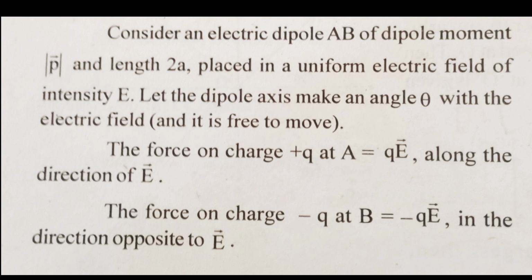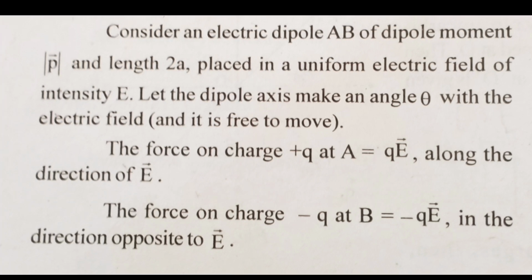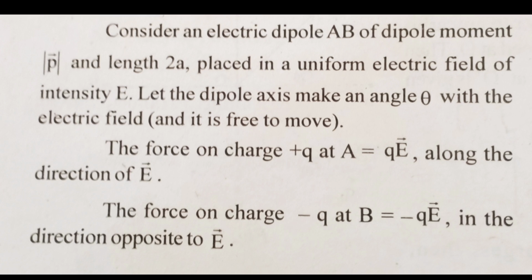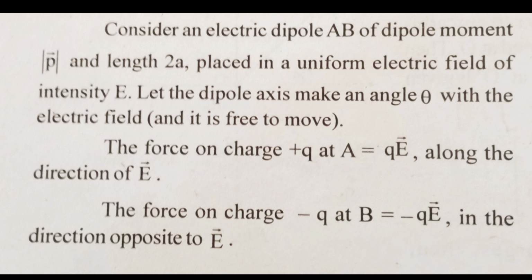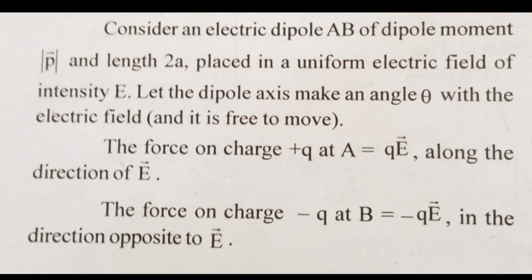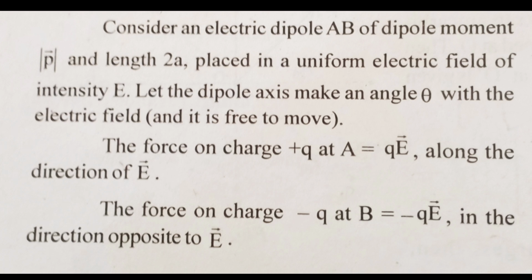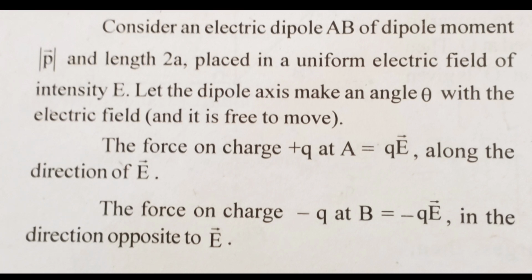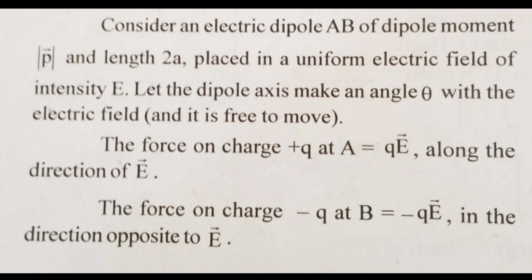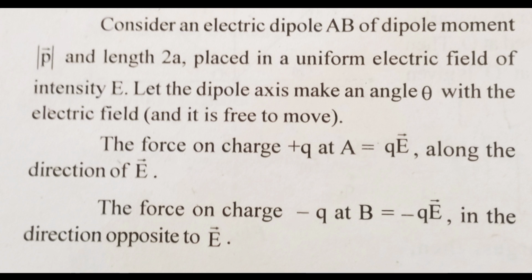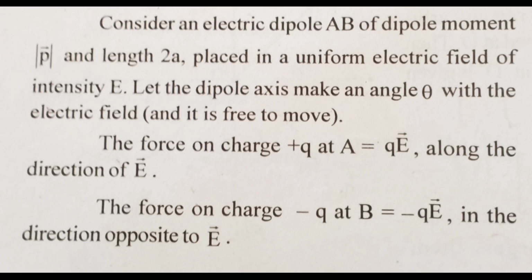Now we have to find the force on charge minus q, that is at B. So what will be the force on minus q? F will be equal to qE itself, where q is equal to minus q. So the equation is F equal to minus qE. And what about the direction? Yes, here we can see that the direction is opposite to the direction of the electric field. That is, the forces due to plus q and minus q are equal and opposite.